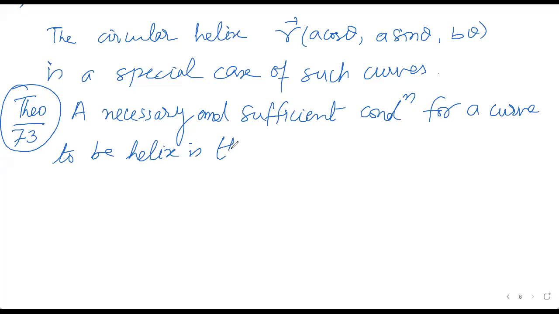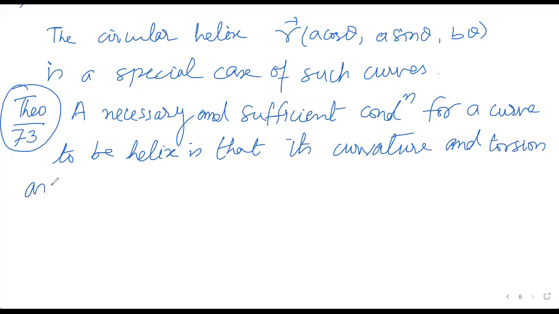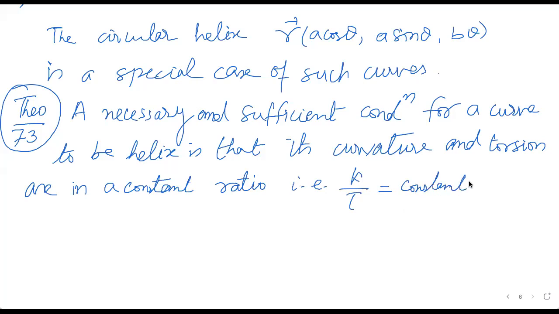is that its curvature and torsion, kappa and tau, are in a constant ratio. That means curvature upon tau is equal to some constant. So it is a characterization property. Whenever you have necessary and sufficient, it's a characterization property, if and only if, है ना. So a curve is a helix if and only if kappa over tau is equal to how much? Constant. ये एक थ्योरम है और इट्स अ characterization property of the helices.